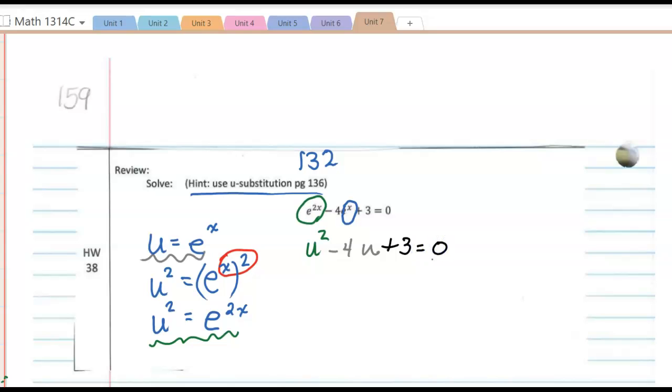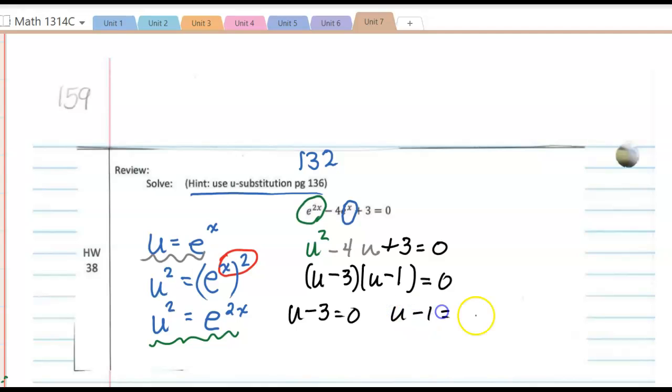This is now a quadratic equation that we should know how to solve. By factoring, u minus 3 times u minus 1 is the factored form of u squared minus 4u plus 3. Setting each factor equal to 0, I find that u can either equal 3 or u can equal 1.